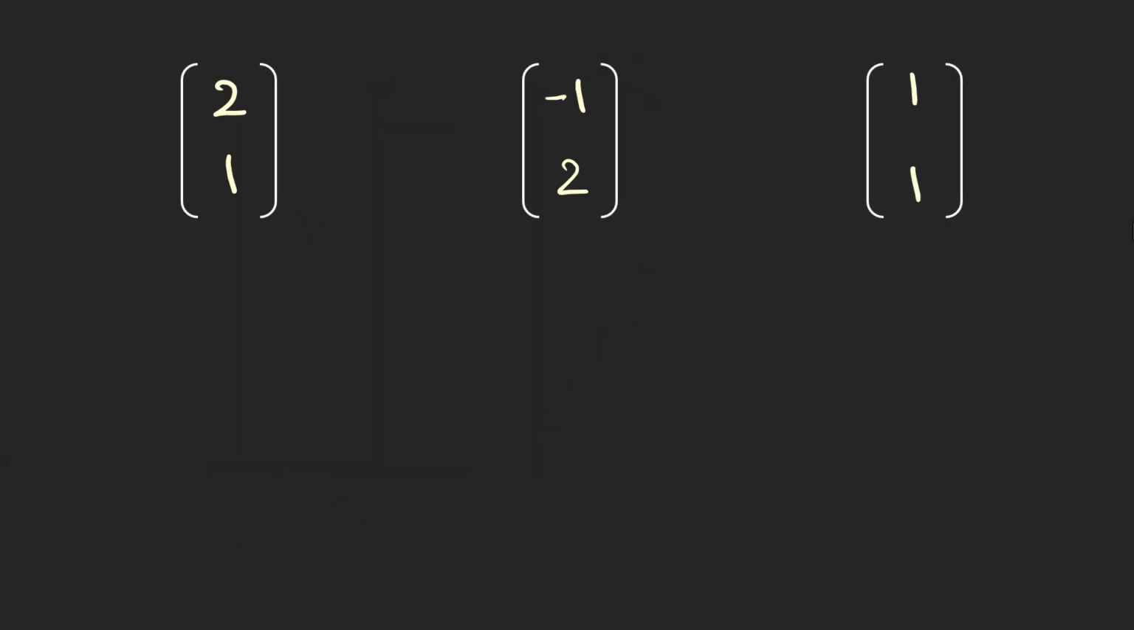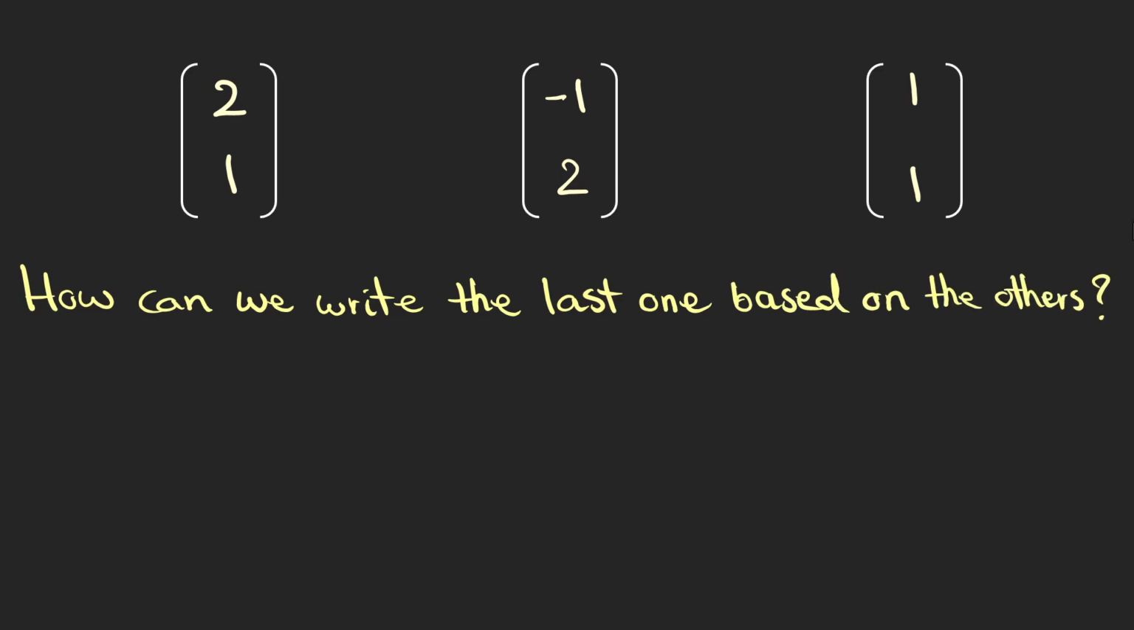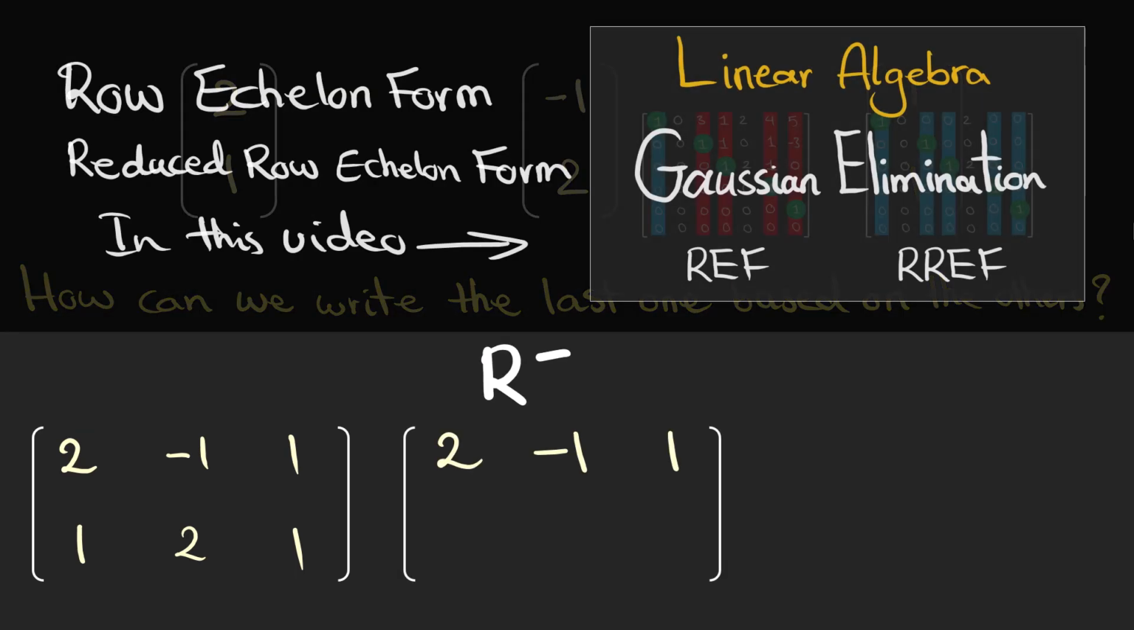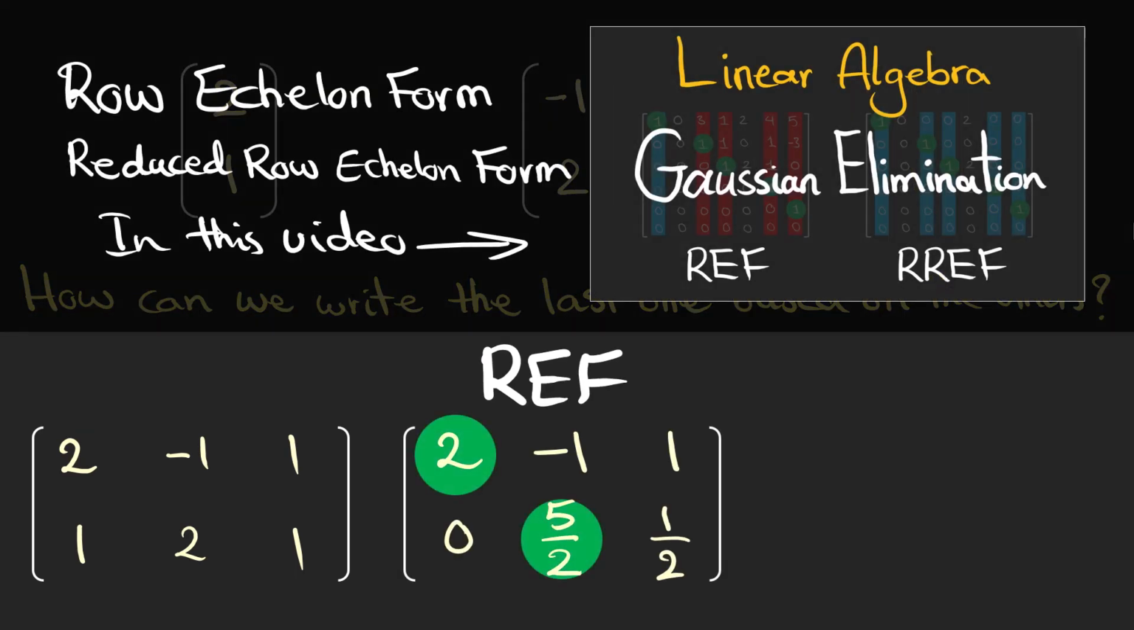Now, suppose that you have these three vectors. How can we know how to write the third one based on the other two? The first thing you need to do is write the three column vectors in this matrix, which gives a 2 by 3 matrix, and each column represents one of the vectors. If we change this matrix into its row echelon form, we see that there are two pivot columns and the last column is a non-pivot column.